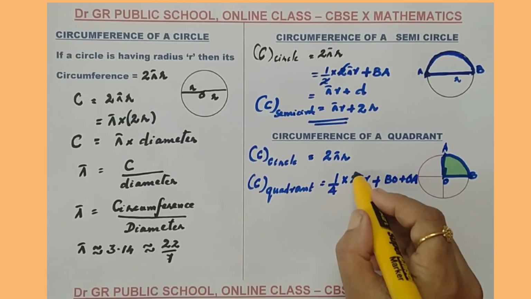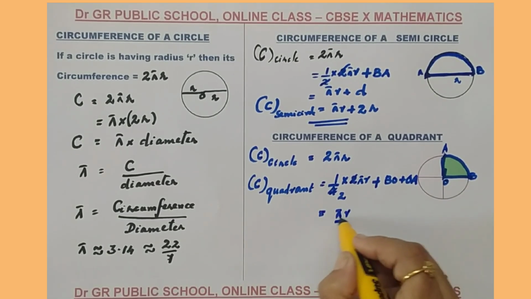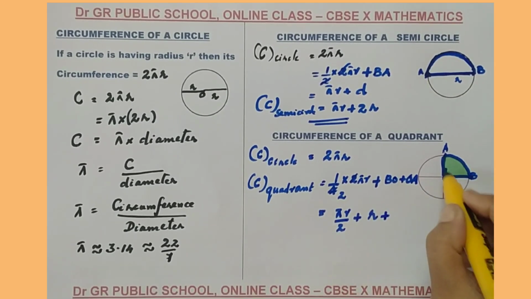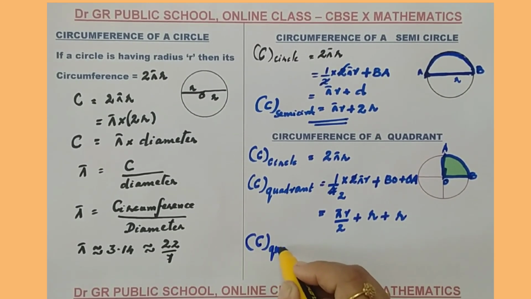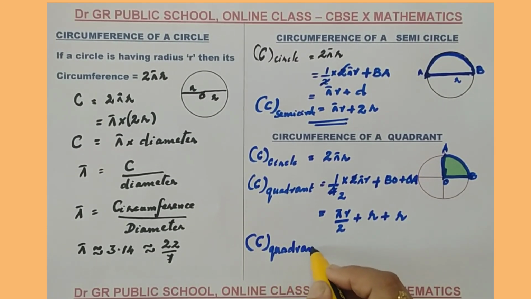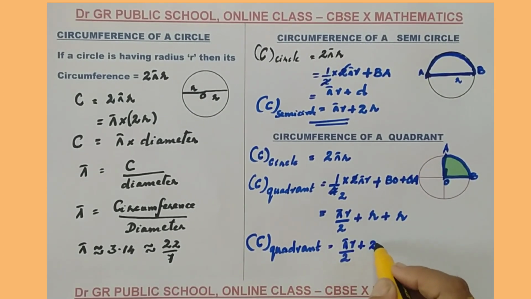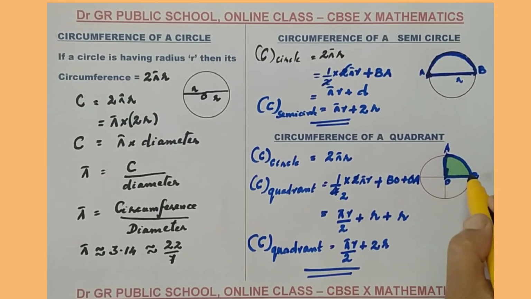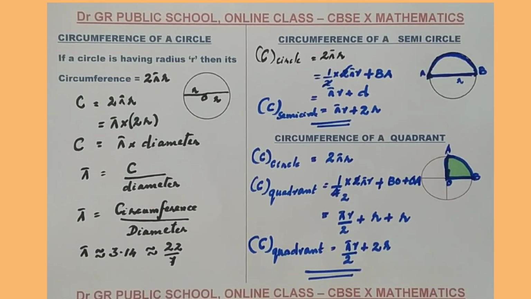Now, this 2 cancels with this 4 and you get 2. The remaining is pi r by 2 plus, what is BO? BO is the radius r, plus OA is also the radius r. So the circumference of a quadrant equals pi r by 2 plus 2r. Based on the question you need to answer, suppose you need to consider the curved part alone, you take pi r by 2 alone. If you are given a figure like this and you want to consider BO and OA, you need to add them up.